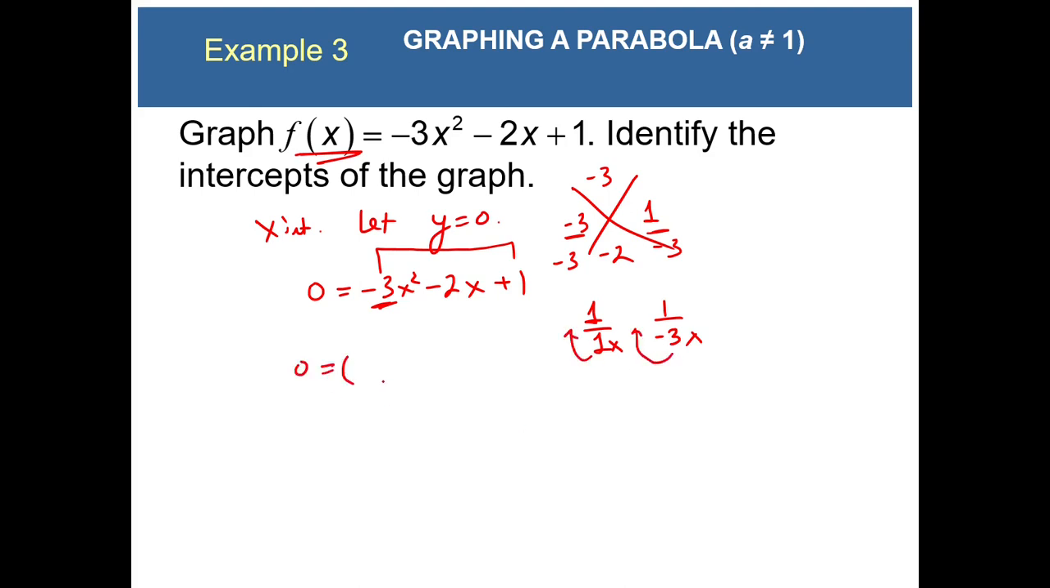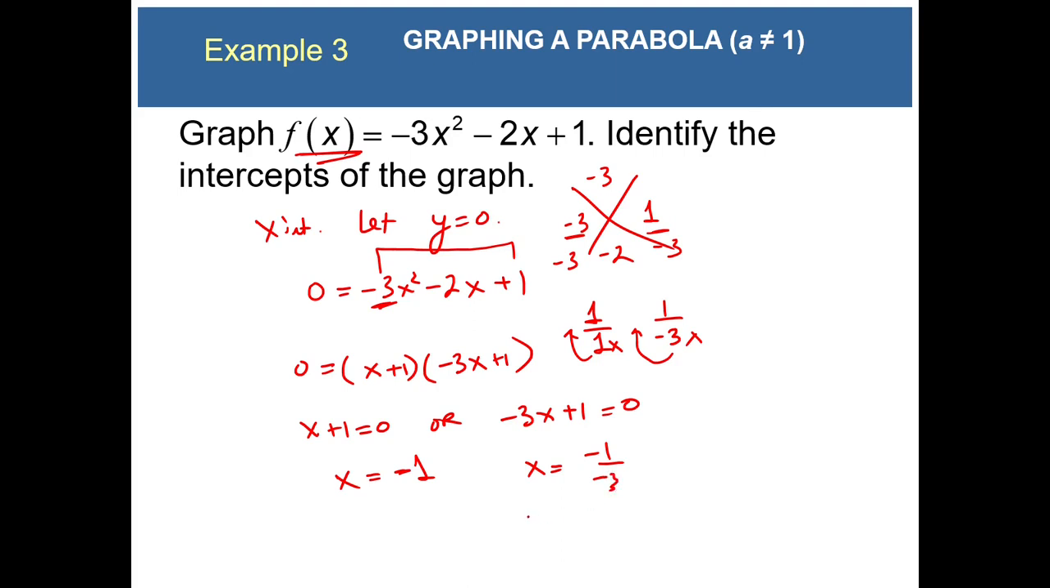So this gives us x plus 1 times the quantity negative 3x plus 1. If I solve for x, setting them both equal to 0, we get x is equal to negative 1, or x is equal to, take that 1 to the other side and divide by negative 3, we get x is equal to 1/3. So we have two x-intercepts. Our x-intercepts are negative 1 comma 0 and 1/3 comma 0.